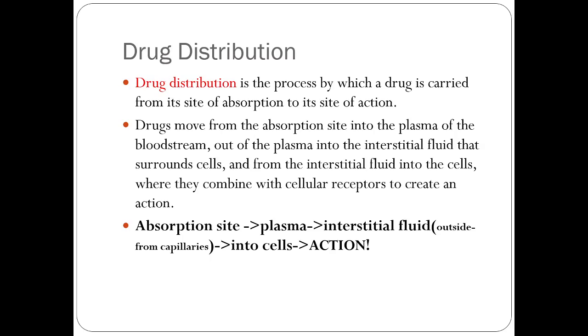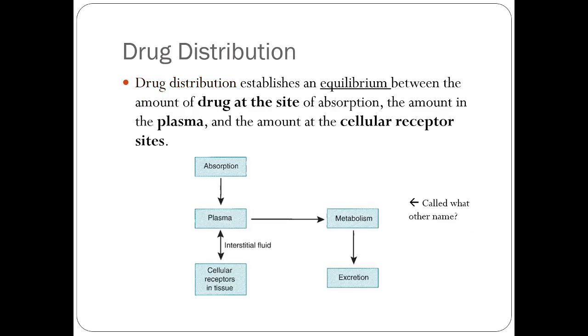Drug distribution is the process by which a drug is carried from its site of absorption into the bloodstream to its site of action. Drugs move from the absorption site into the plasma of the bloodstream, out of the plasma into the interstitial fluid that surrounds the cells, and then from the interstitial fluid into the cells where they combine with cellular receptors to create an action. We have an absorption site that goes into the plasma, into the interstitial fluid, outside from the capillaries, into the cells, and then we have our action. So it's a lot of membranes there.